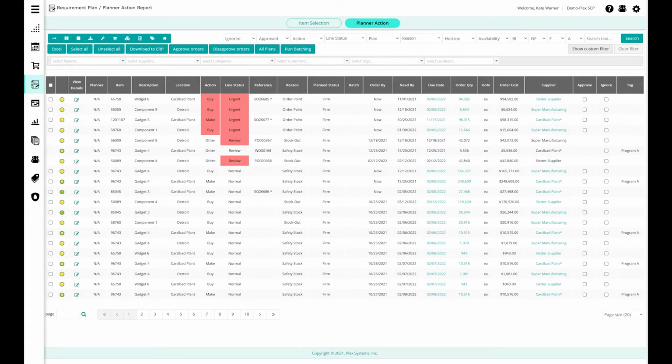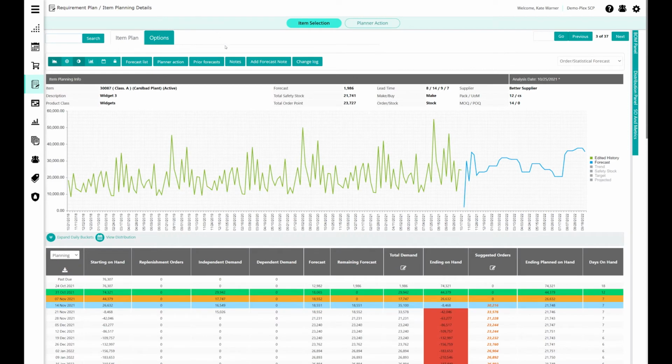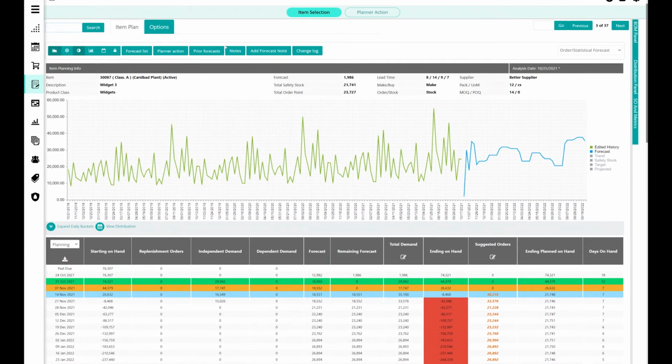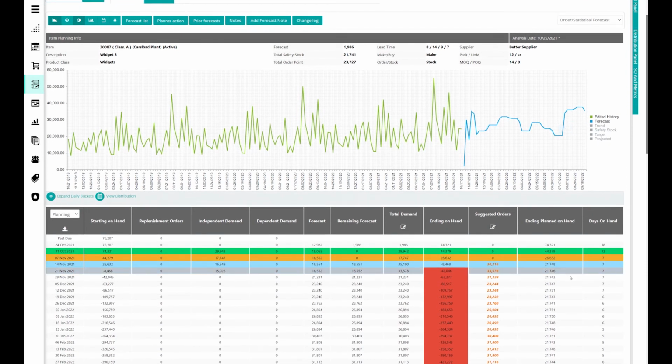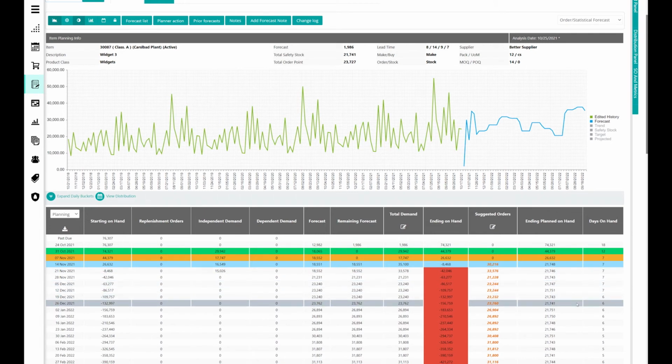Diving in a little bit deeper to a specific example, we can further see how time-phased requirement planning and system-calculated safety stocks can help us proactively plan our demand and balance inventory appropriately to ensure that we're always at that safety stock level and never stocking out of our materials.